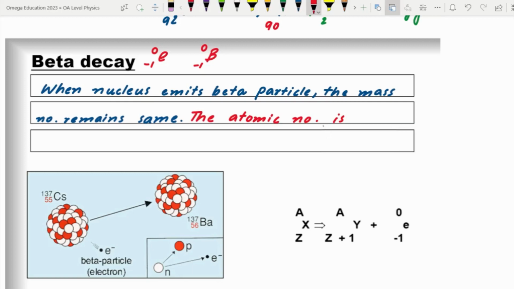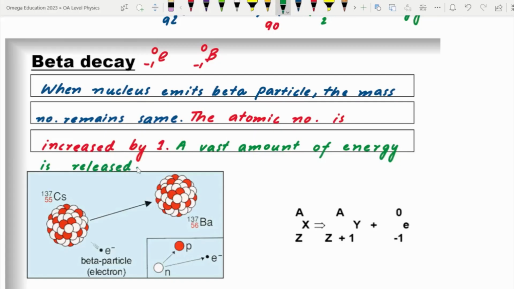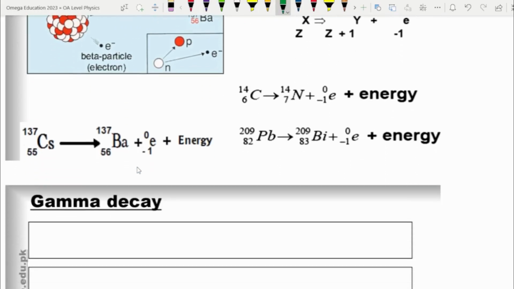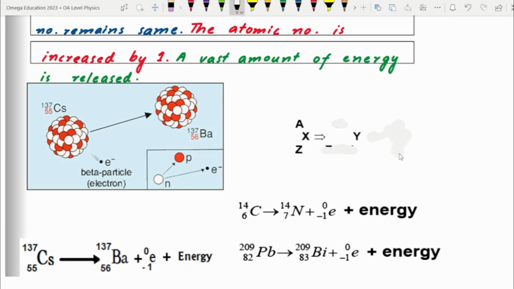So what happens to the atomic number? Can you guess what should happen to the atomic number as the beta particle is emitted from an unstable nucleus? So let us write down the general equation. They'll leave you with this, and the question might be, complete the general equation for the beta decay.